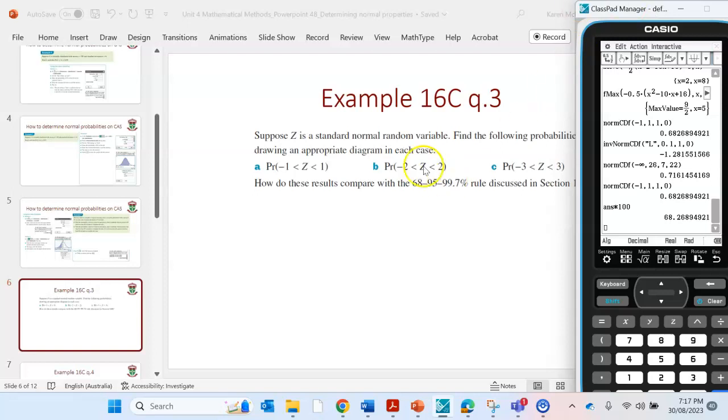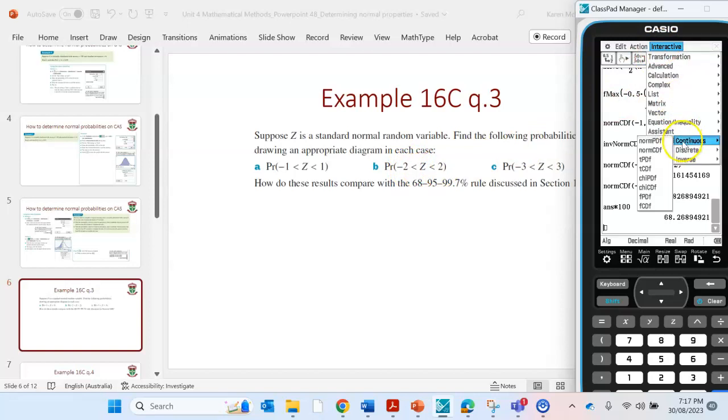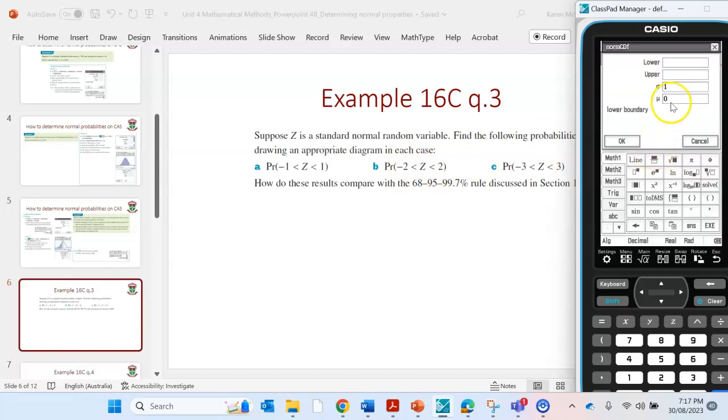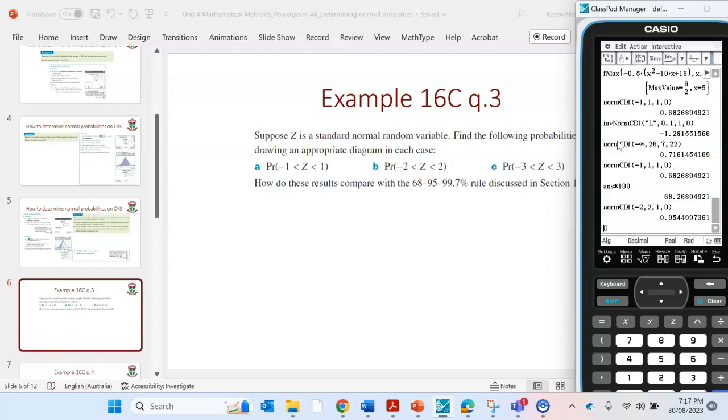And we're going to get the same thing if we did -2 to 2. So let's just quickly do that. We're expecting around 95%. All right, so our lower limit, z equals -2, upper is 2. And the standard deviation is 1, mean is 0. So there you go. You can see it's going to be 95%. And we're getting roughly 99.7% for C. All right, so that's just using your normal function on your calculator.